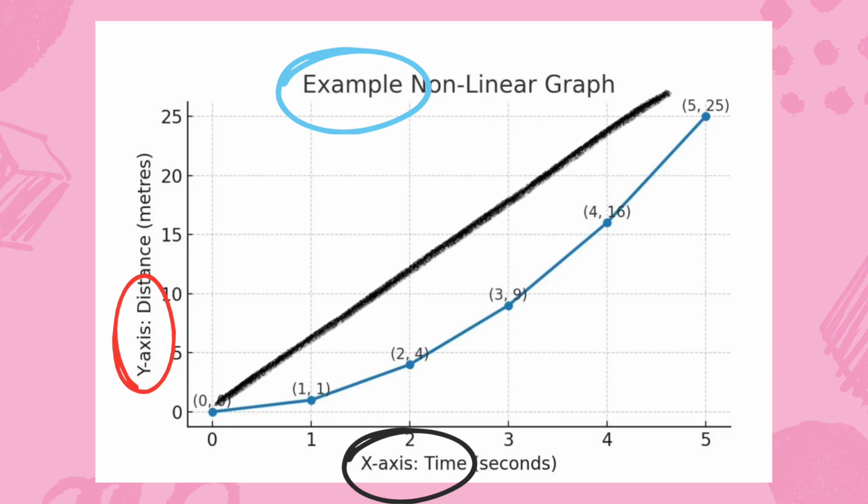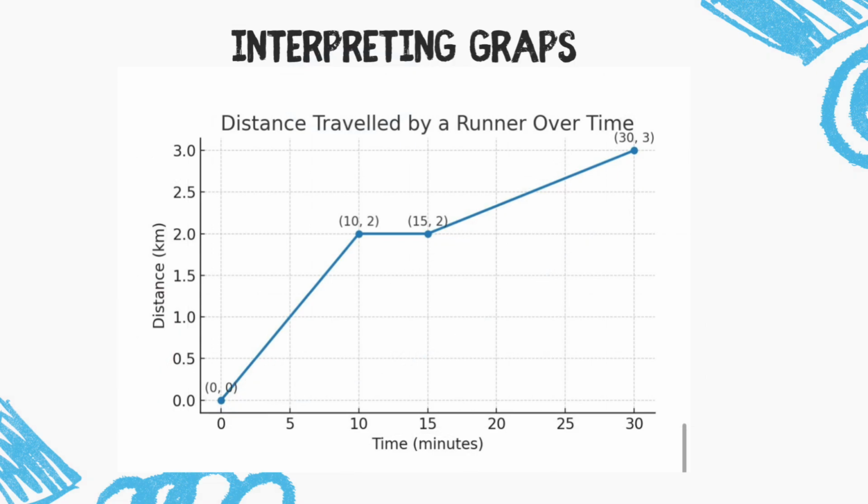Always remember to indicate what your x-axis and y-axis are measured in. For example, time is measured in seconds and distance is measured in meters. This graph shows us the distance that is traveled by a runner over time. The x-axis is time in minutes and the y-axis is distance in kilometers. From minute 0 to 10, the line is steep.